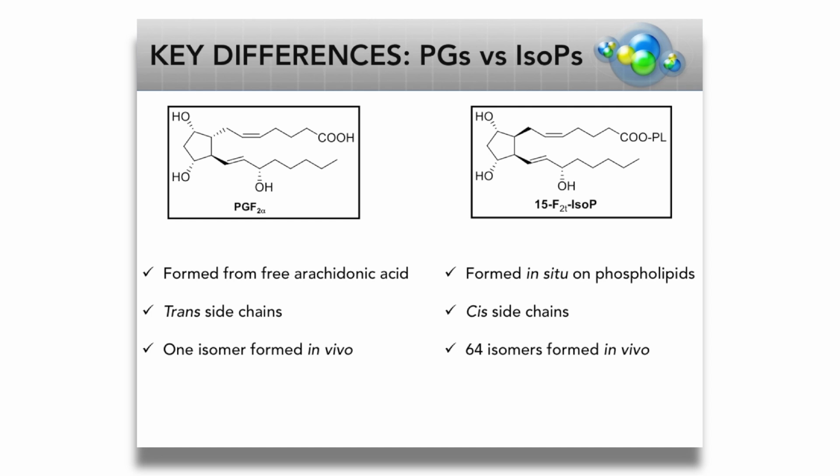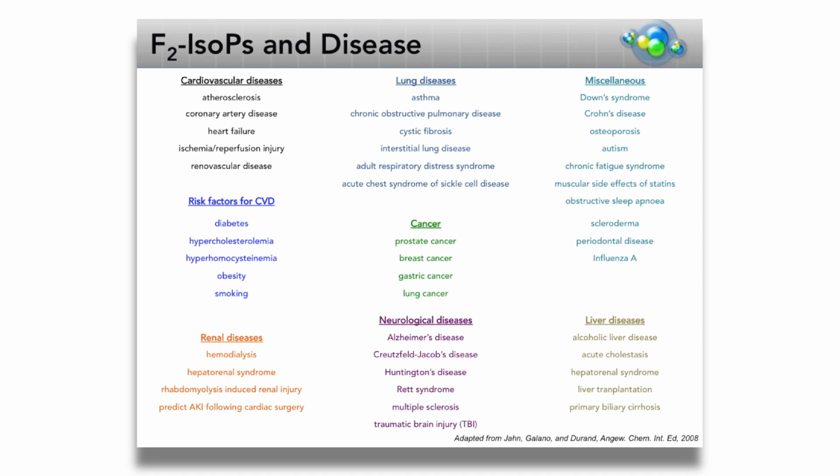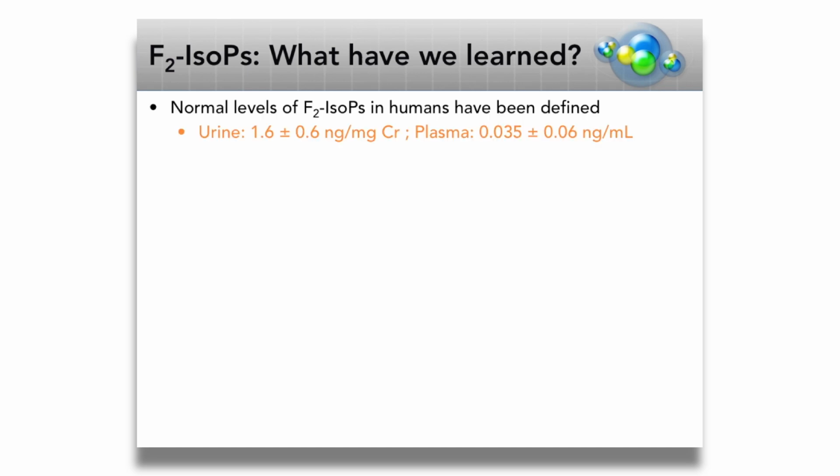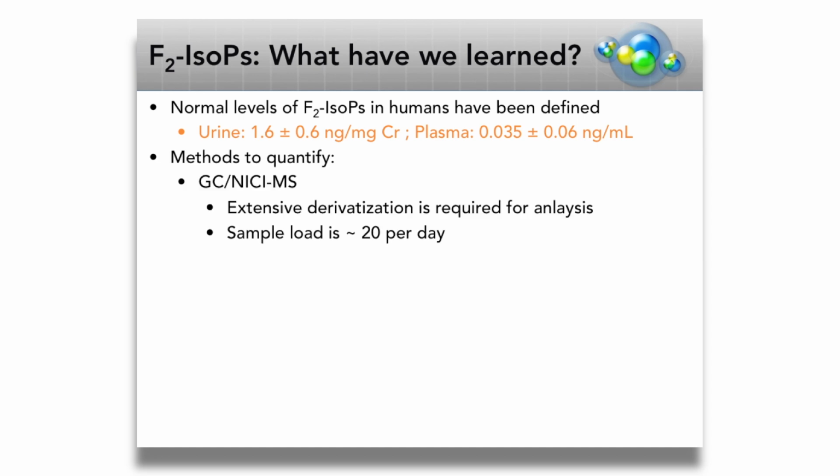Since their discovery in 1990, F2 isoprostanes have been determined to be an excellent biomarker of oxidative stress and lipid peroxidation in humans. This slide just shows a snapshot of some of the diseases in which F2 isoprostanes have been shown to be elevated. So what have we learned about using F2 isoprostanes as a biomarker? We know that there are normal levels, which are in all humans, and that these have been defined. And there have been multiple methods used to quantify these molecules.